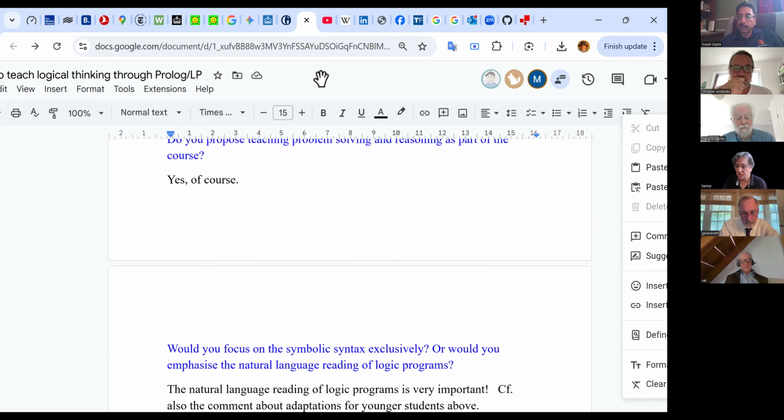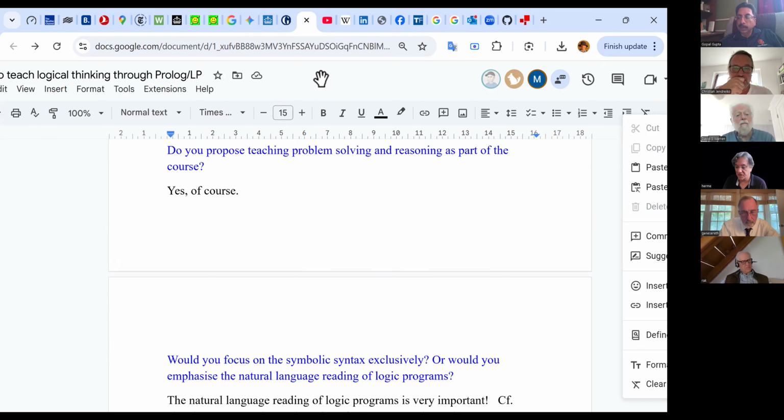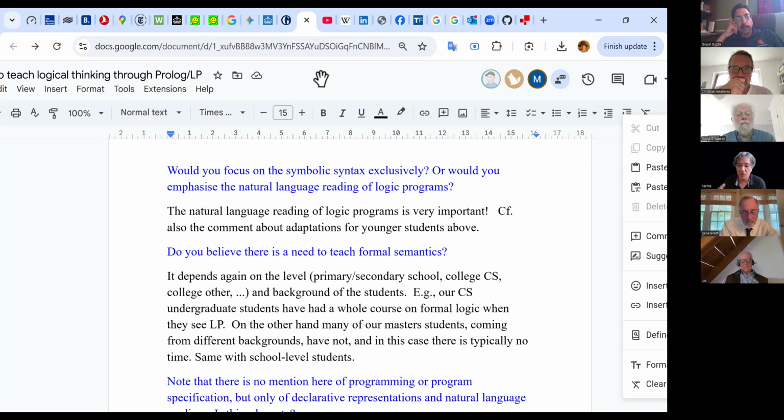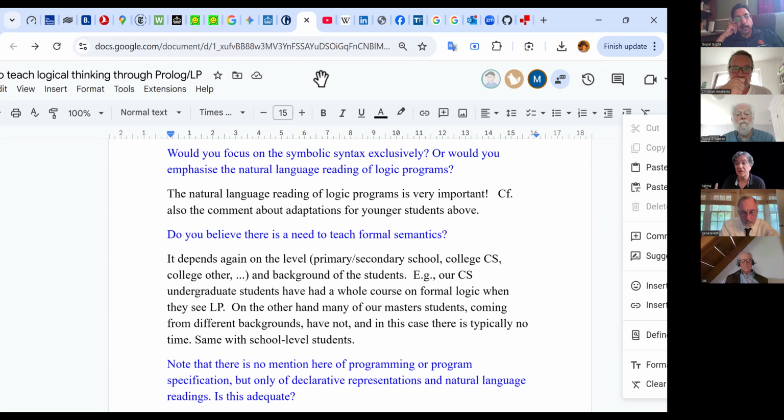Would you focus on the symbolic syntax exclusively or emphasize the natural language reading? The natural language reading is fundamental, because that's how we understand the programs. That's the explanation of the program declaratively, with the matching with what we want to say. Now, it's not just natural language, it could also be graphical, like Blockly and so on. So we can find other ways to offer the syntax, or to avoid the symbolic syntax if it's too much, especially for the younger students.